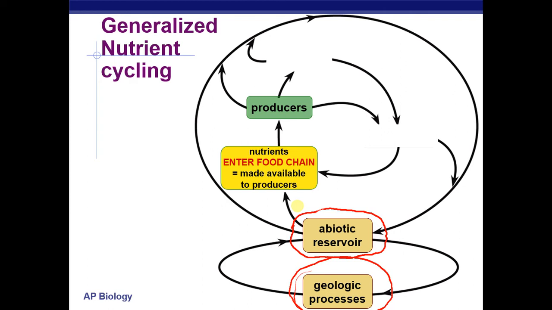That's what this producer part appears. These are the plants, the photosynthetic organisms. And then those producers are consumed by animals or fungi or consumers, things that can't make their own food, and the nutrients flow into the consumers. When the consumers and the producers die, they are decomposed by things like mushrooms and bacteria, which then return those nutrients stored in the tissues of the producers and the consumers back to the abiotic reservoir.